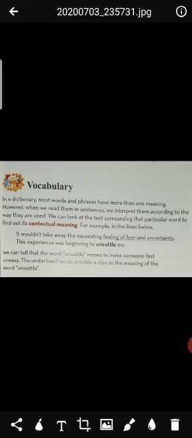For example, in the lines below: it wouldn't take away the nauseating feelings of fear and uncertainty. This experience was beginning to unsettle me. We can tell that the word unsettle means to make someone feel uneasy. The underlined words provide a clue to the meaning of the word unsettle.